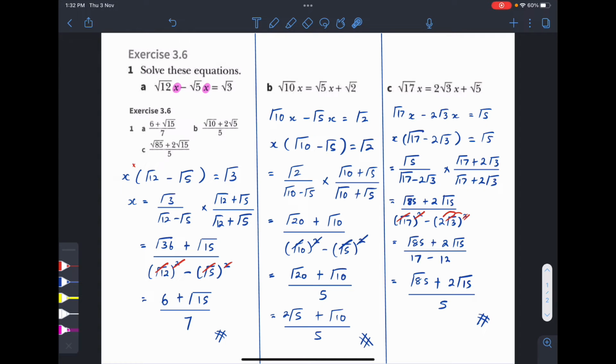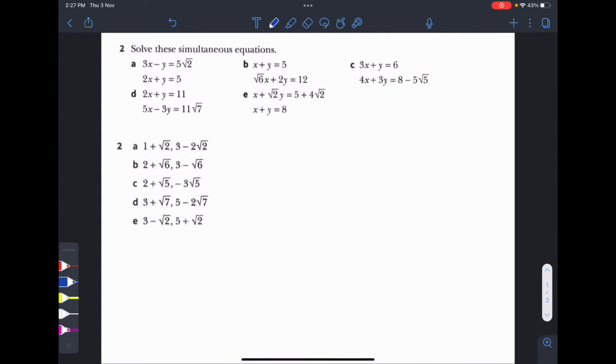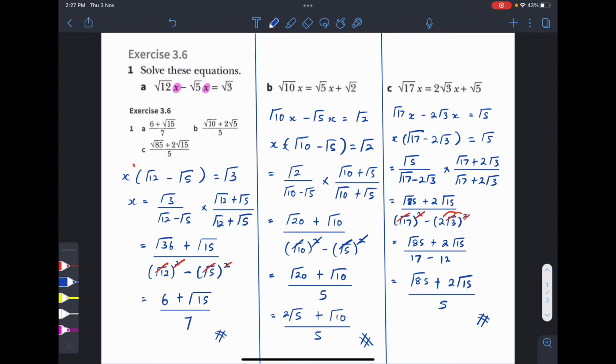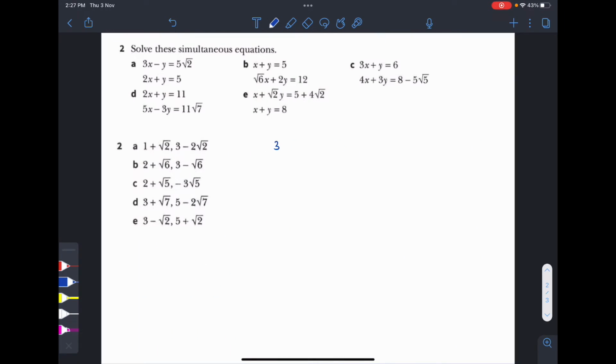To question number 2. Question 2 is on simultaneous equations. There are 5 questions over here, and let's do this one by one. Let's start with the first one, question 2a. So we've got 3x, whoops, that's the previous question. 3x minus y equals 5√2, and we've got 2x plus y equals 5.